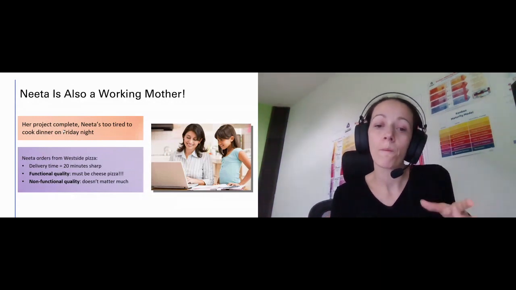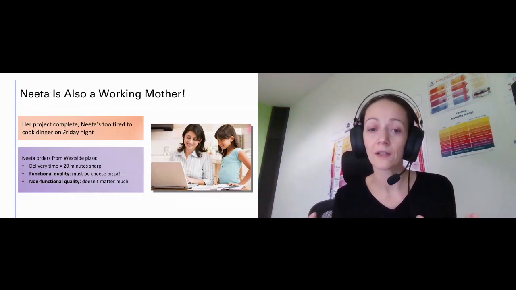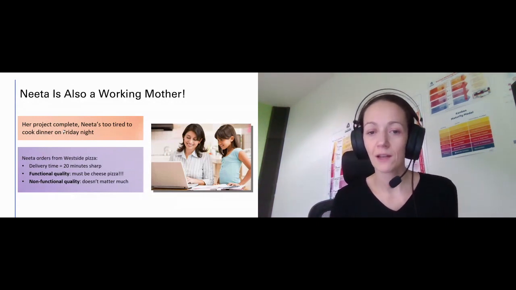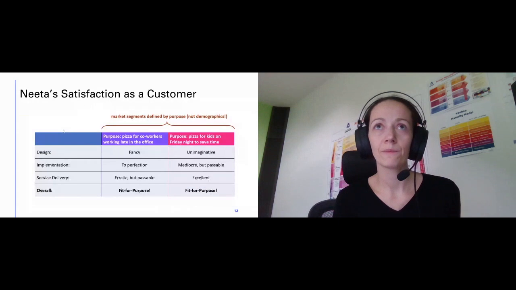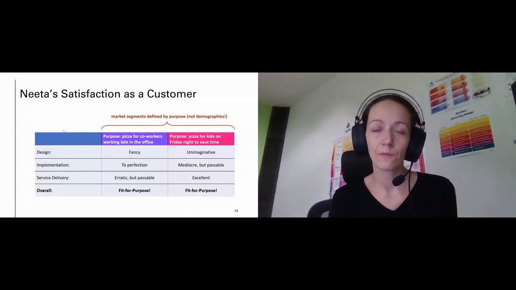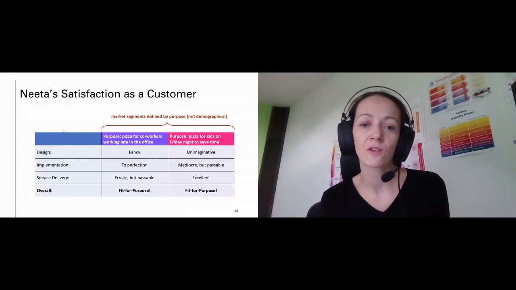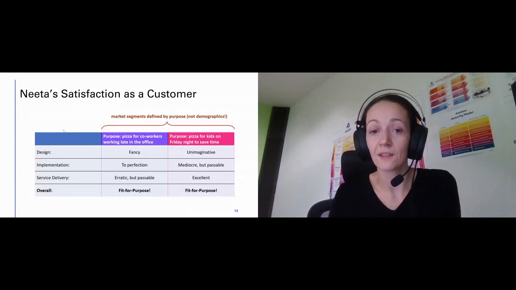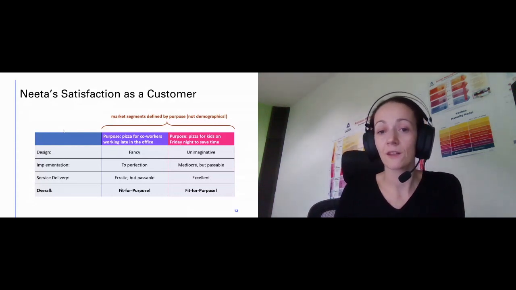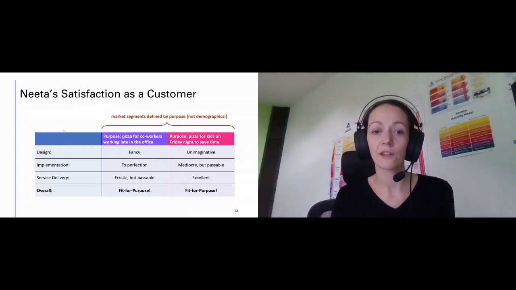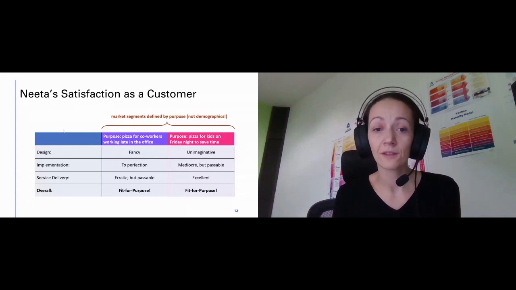And when we compare these 2 orders, we see that we have one Nita. So from demographic perspective, this is one and the same person. But defining the purpose of her ordering a pizza, she represents 2 different market segments. So she represents a market segment of project managers ordering food for their coworkers. And also she represents the second market segment, who is a working mother ordering pizza for her family. And we can see that design, implementation, and service delivery in both of these cases are completely different.